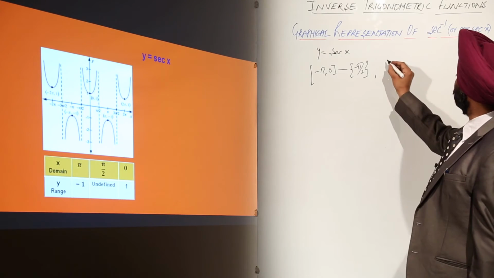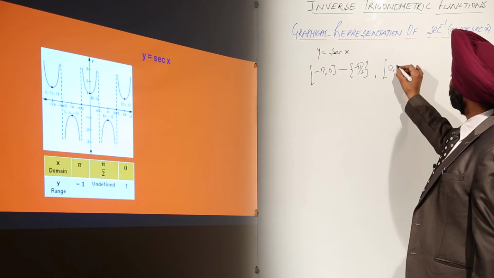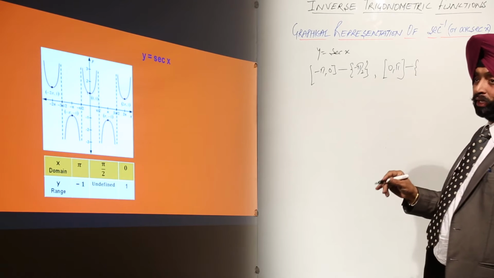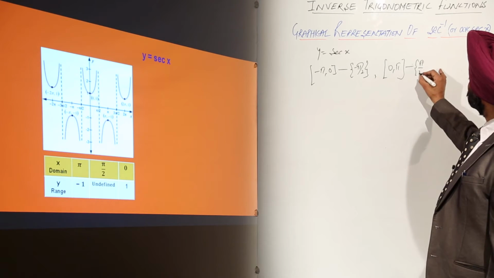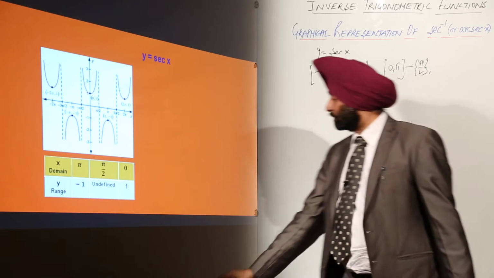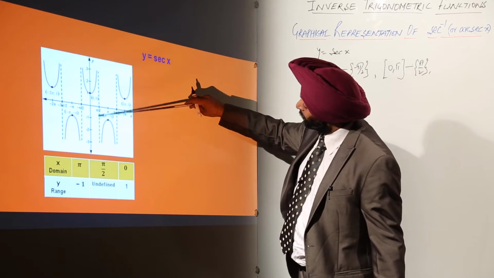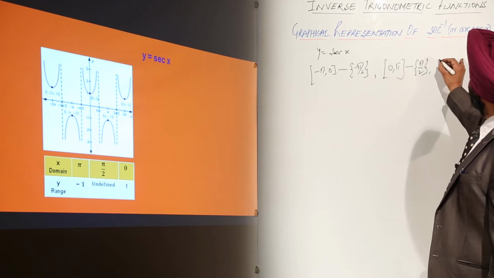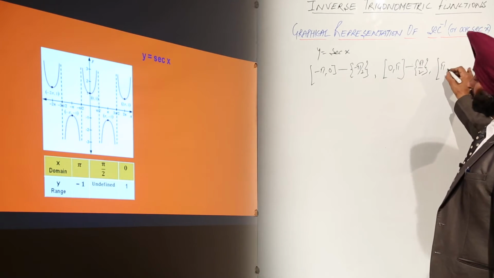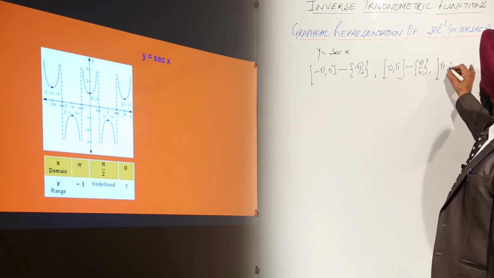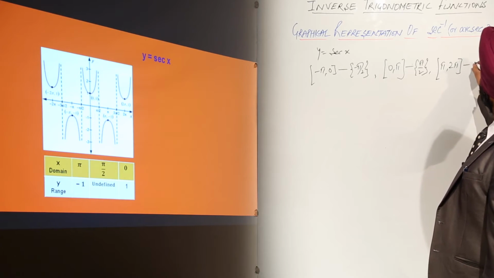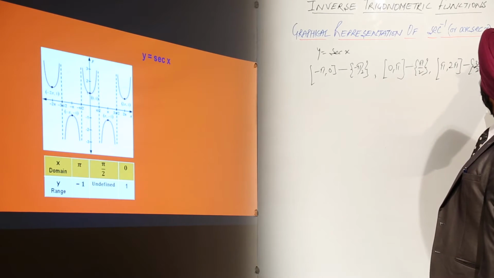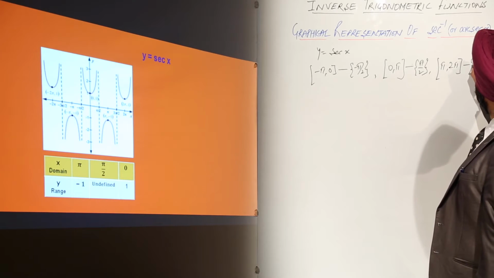Next it can be 0 to pi. For 0 to pi, pi by 2 is excluded. You can just check it, 0 to pi and we are not including pi by 2. We are excluding this part. And the third is pi to 2 pi, and what we are excluding here is 3 pi by 2. Okay, 3 pi by 2 is being excluded.